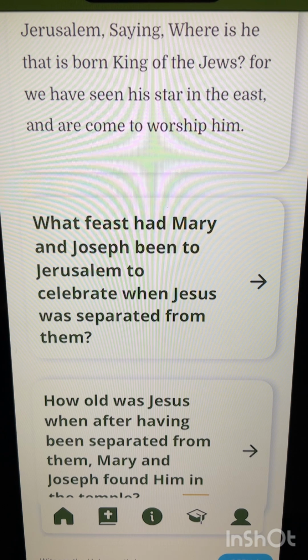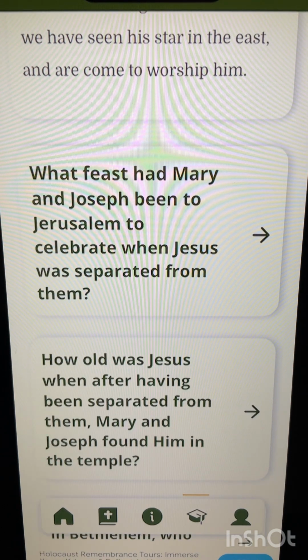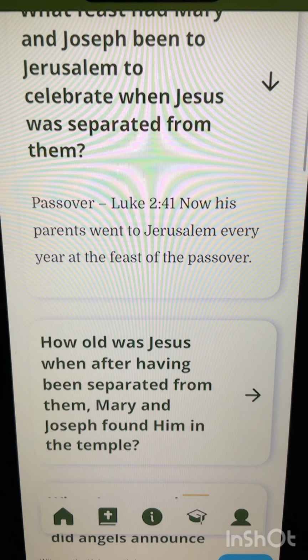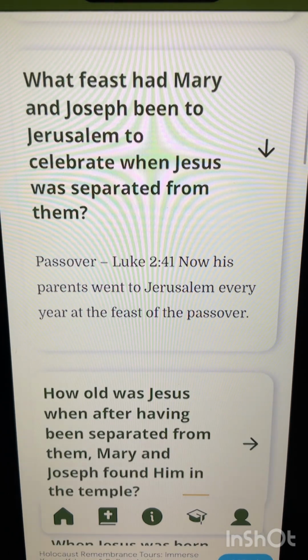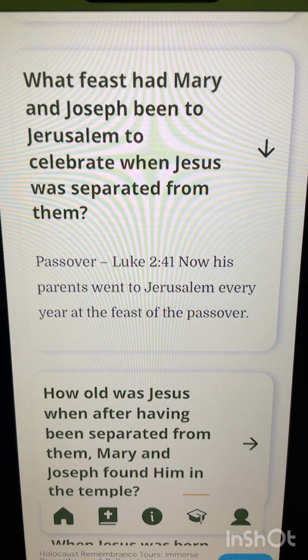So another question is, what feast had Mary and Joseph been to Jerusalem to celebrate when Jesus was separated from them? And the answer goes, Passover. And that was in Luke chapter 2, verse 41. Now, his parents went to Jerusalem every year of the feast of the Passover.